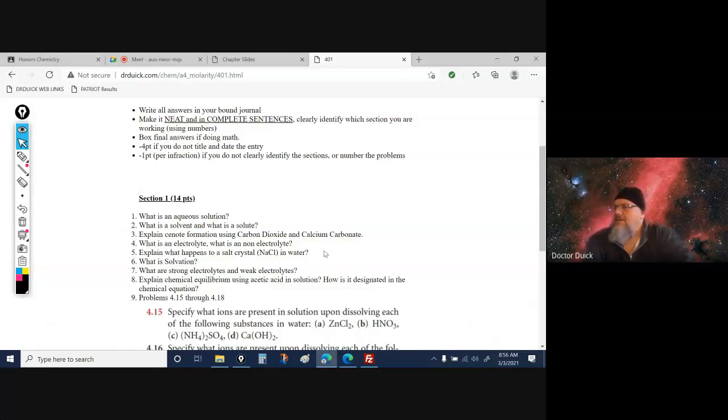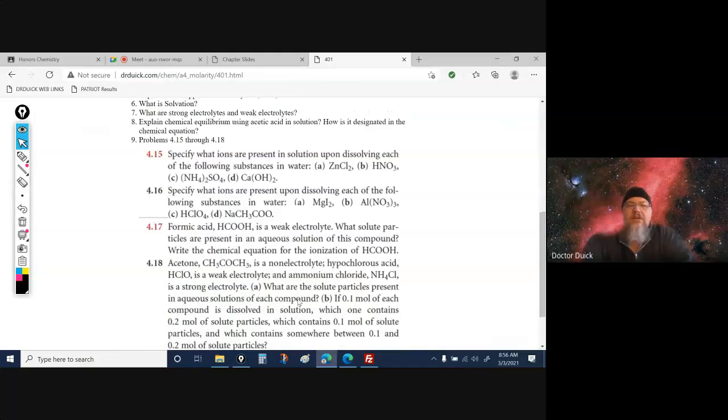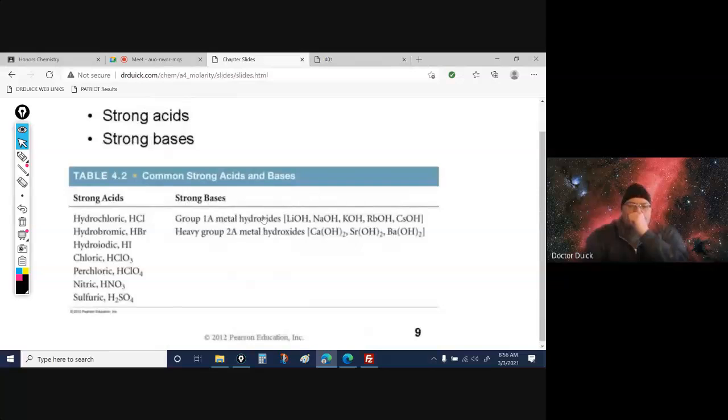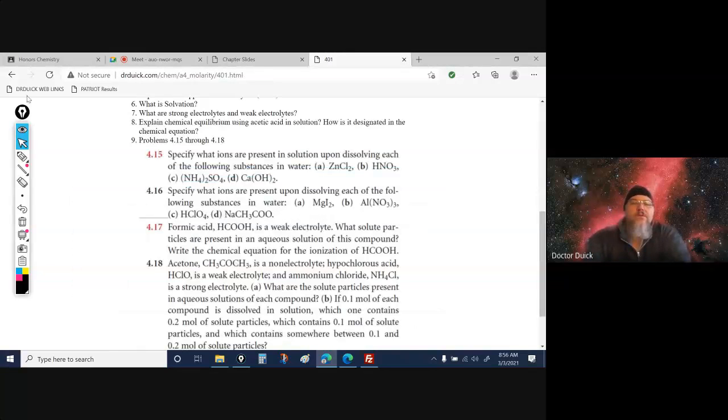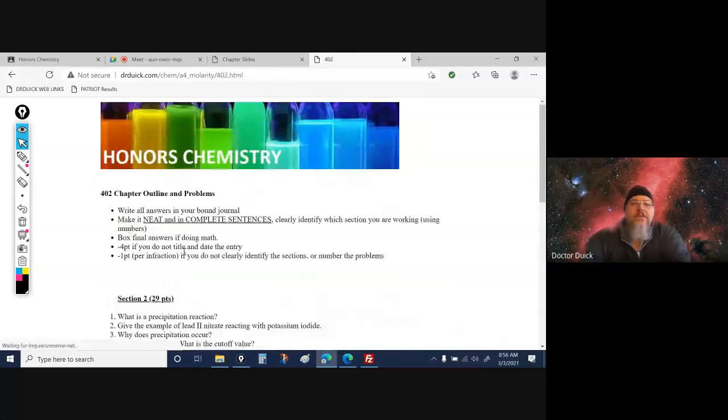So I can save you some time looking it up. But we're all down to strong acids, weak electrolytes, chemical equilibrium, acetic acid in solution. I just showed you how it's designated. It's a double arrow. And then these things, we're going to take a look at next, right? So looking at this, here is your strong acids and strong bases. This must be in 402, if I'm not mistaken.